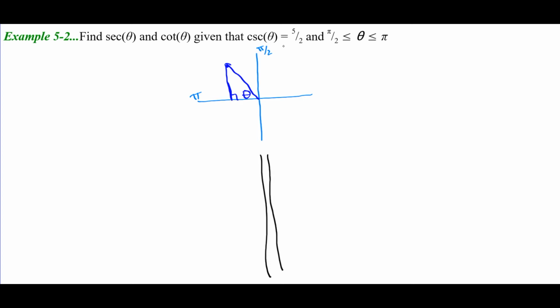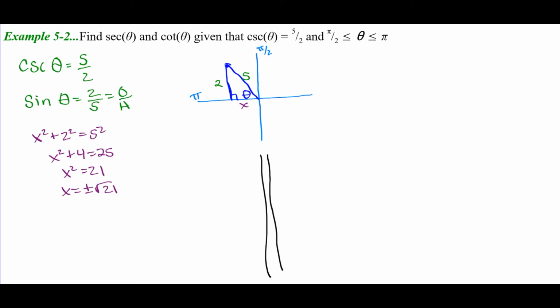So here, because we started with a cosecant value, we're going to use our basic identity reciprocals. So we have cosecant of theta is 5 over 2. So that tells me that the sine of theta is 2 over 5. And I know sine is opposite over hypotenuse. So again, I'm going to fill that in. So 2 and 5. And then I'm looking for this x value here. So again, I'm going to use the Pythagorean theorem. So x squared plus 2 squared equals 5 squared. So we get x equals plus or minus the square root of 21.